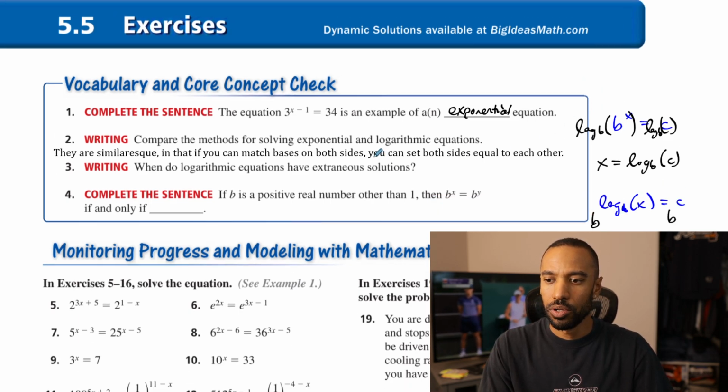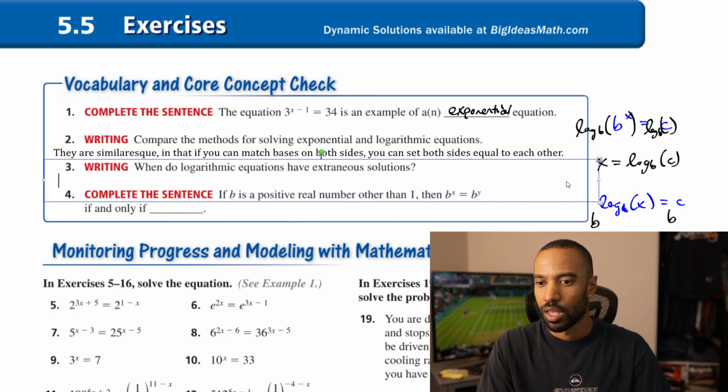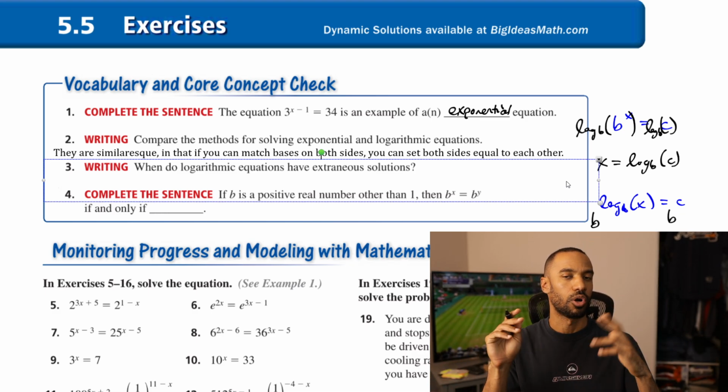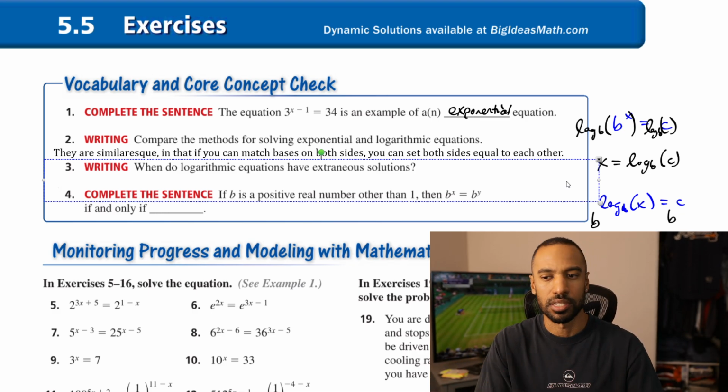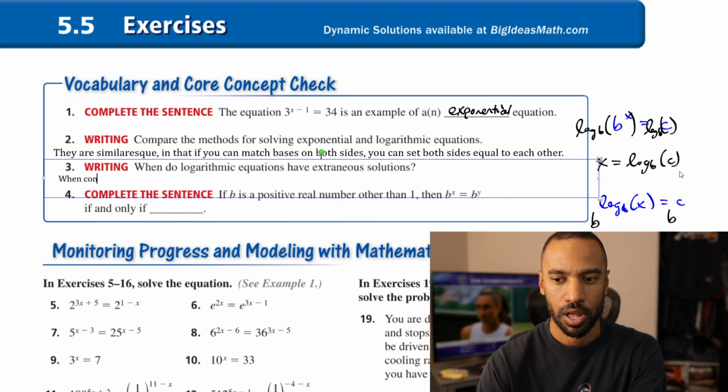Number 3, when do logarithmic equations have extraneous solutions? Well, I'm going to start hunting for them when you turn something into a quadratic that ordinarily wasn't. But when do they have extraneous solutions? Yeah, I'd say when condensing logarithms.